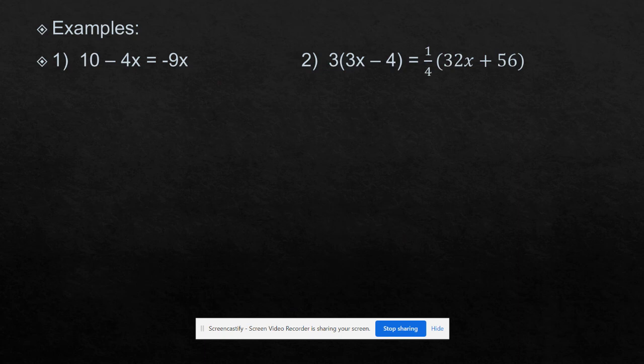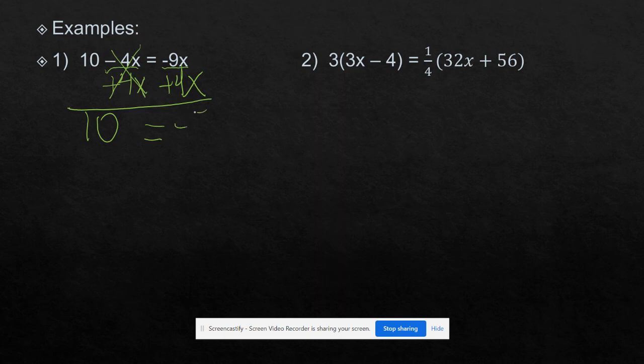Example 1. I don't have any like terms on the same side, but I do have variables on both sides, so I want to move them to the same side. I'm going to move the 4x. The opposite of subtracting 4x is adding 4x to both sides. Bring down the 10. Negative 4x plus 4x add to 0. Negative 9x plus 4x is negative 5x.